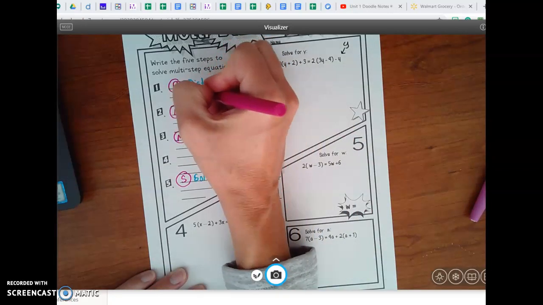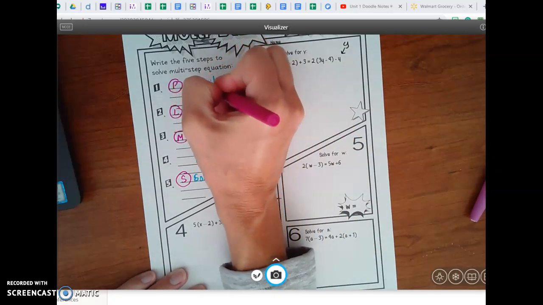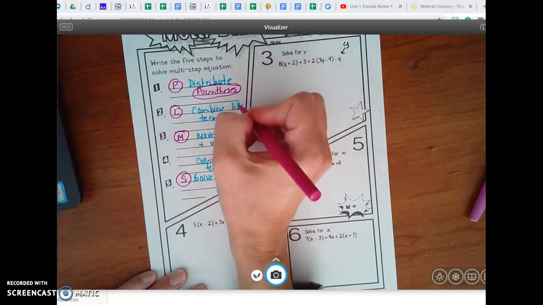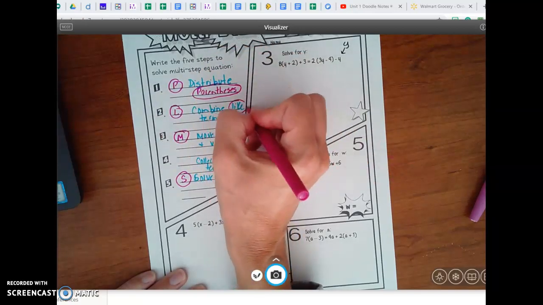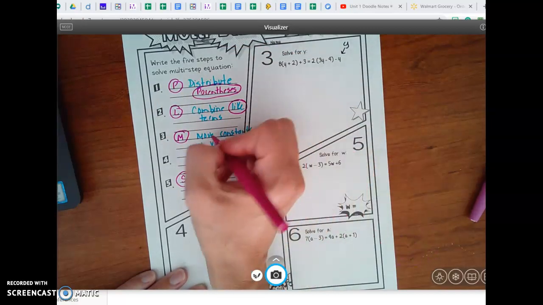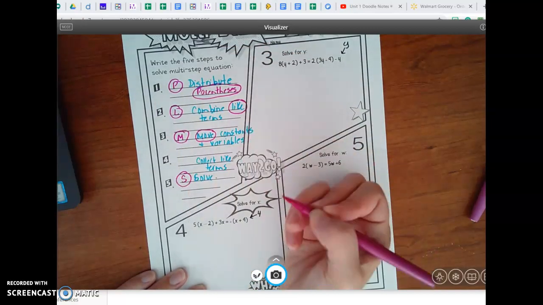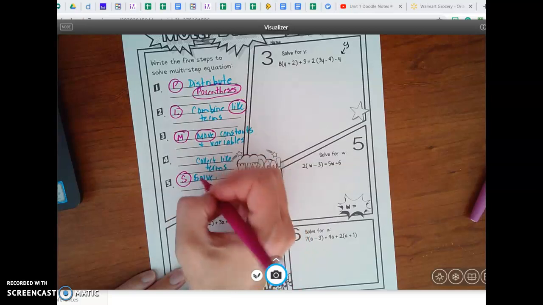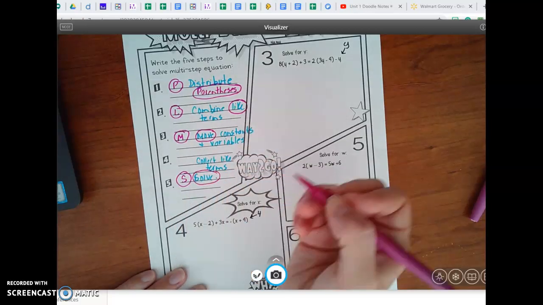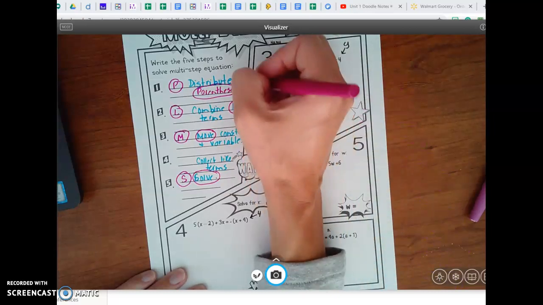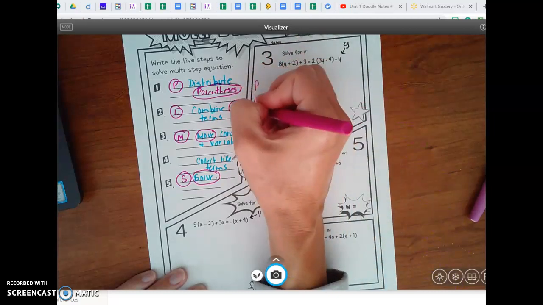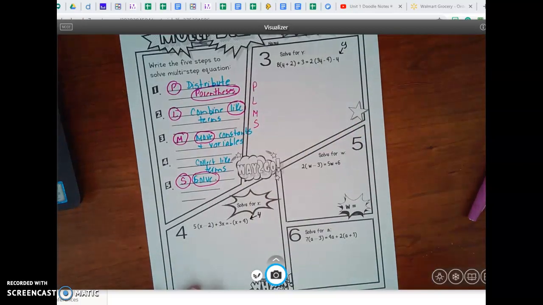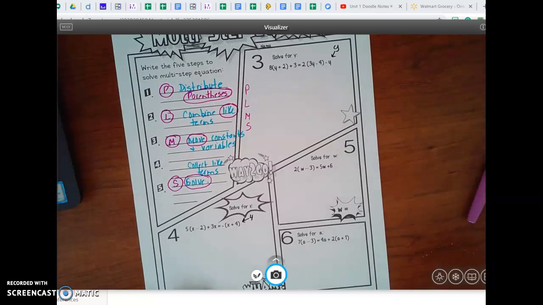So we distribute when there are parentheses. And then we use the L to combine like terms. The M reminds us to move the constants and the variables. Collect like terms is just going to happen when you do that. And then the last one, S, is to solve. So if you can remember PLMS, that might help you in terms of asking yourself what you need to do first. All right, so you might want to pause and work some of these out now by yourself.